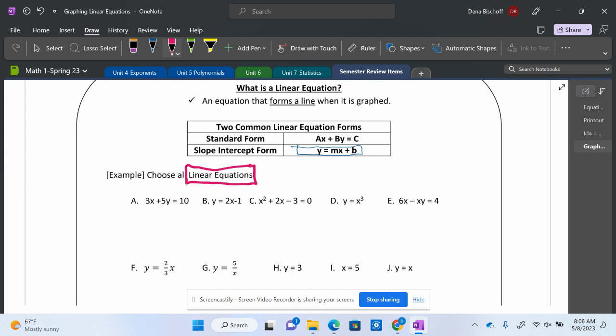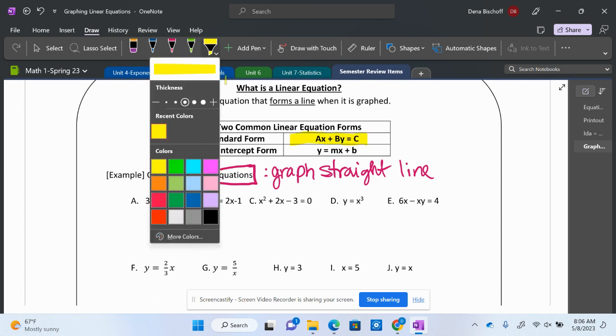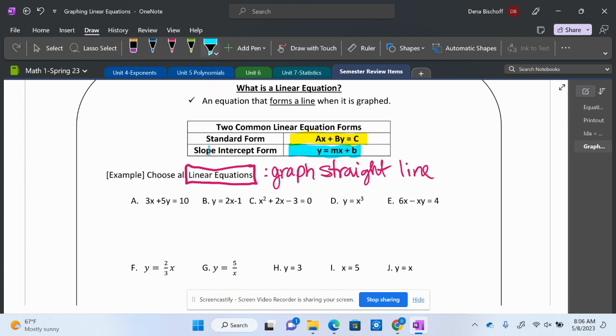It means that the graph makes a straight line. Yeah, the graph makes a straight line. So a linear function, the graph is a straight line. That's what linear means. The graph is a straight line. So I want you to look at each equation, and we're going to compare it to the two forms up here. We're going to see if it looks like standard form or see if it's written in slope-intercept form, or maybe it's not written in either form.